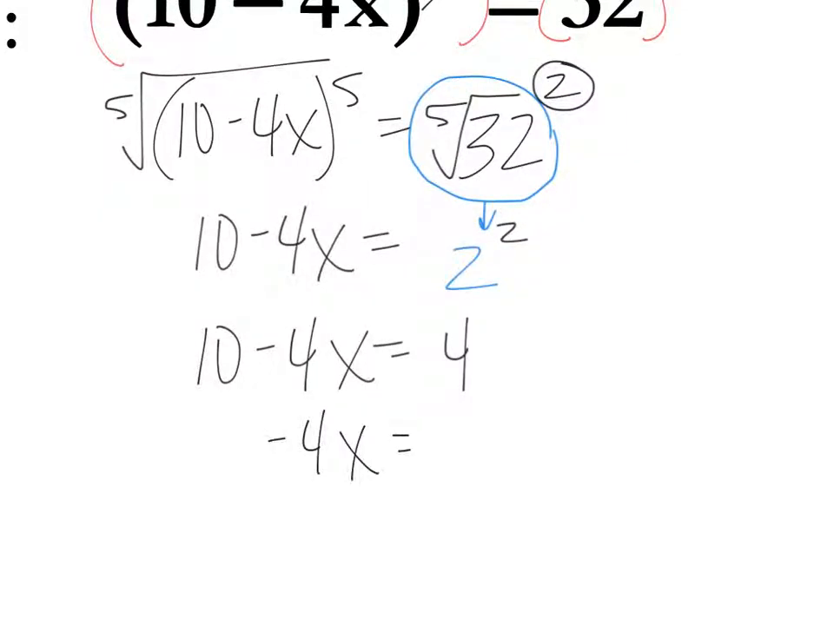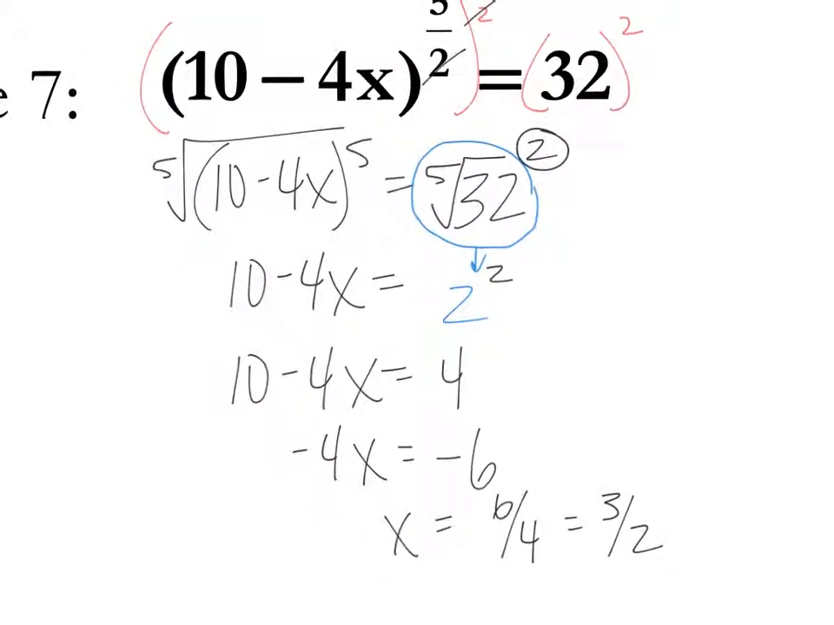Negative 4x equals, if I minus the 10 over, negative 6. X equals 6 over 4, which equals 3 over 2. Let's try checking this one in our head. Plug this 3 over 2 into the 4. When you multiply 3 over 2 times 4, you get 6. So 10 minus 6 is 4. And when you square root 4, you get 2. And when you raise 2 to the 5th, you get 32. You can check it in a calculator too if you're not comfortable doing it in your head, that's fine. But the 3 over 2 is an answer that works.